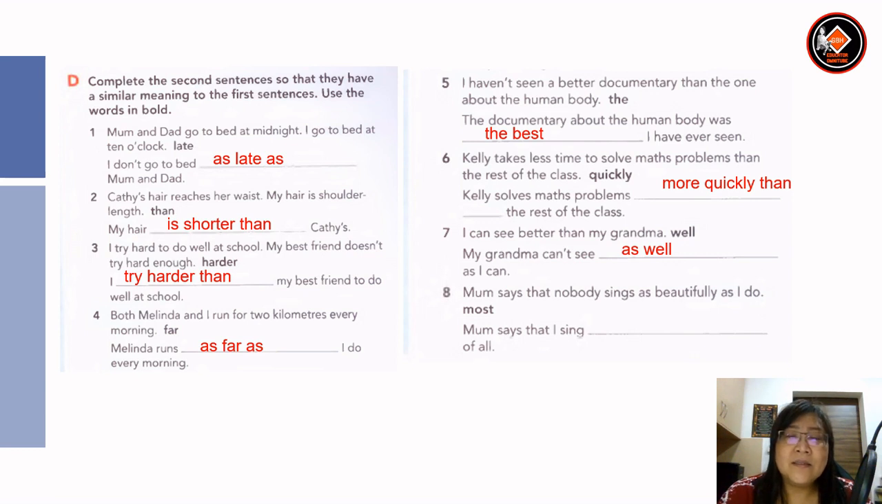The last sentence, Mom says that nobody sings as beautifully as I do. The word given is most. Mom says that I sing the most beautifully of all.